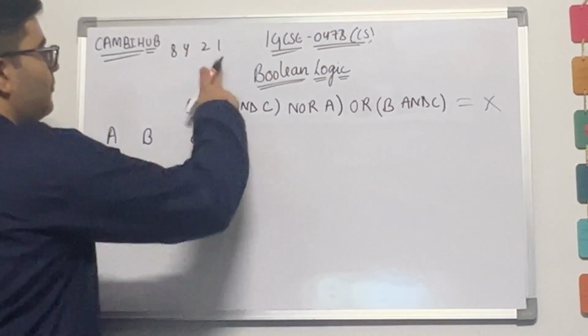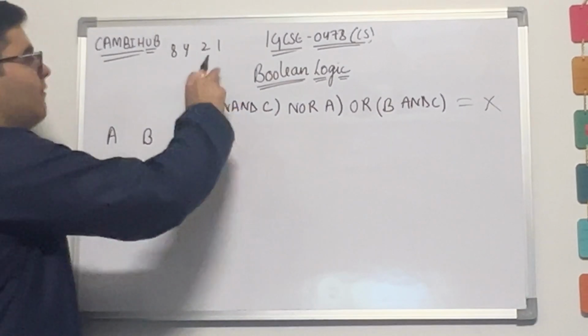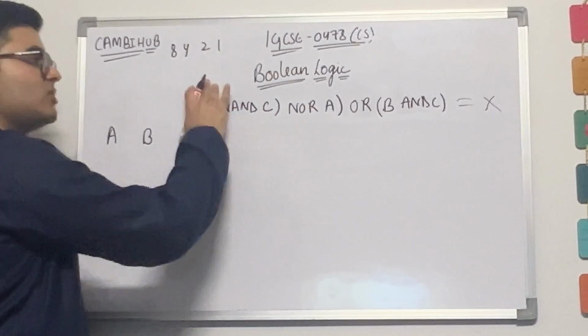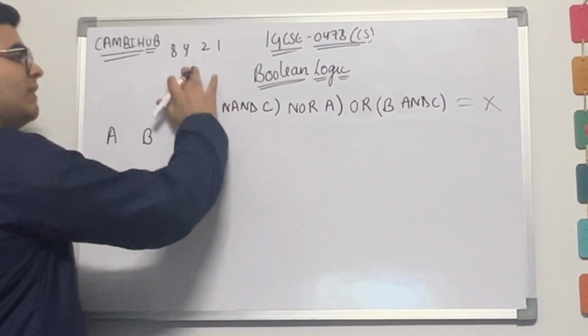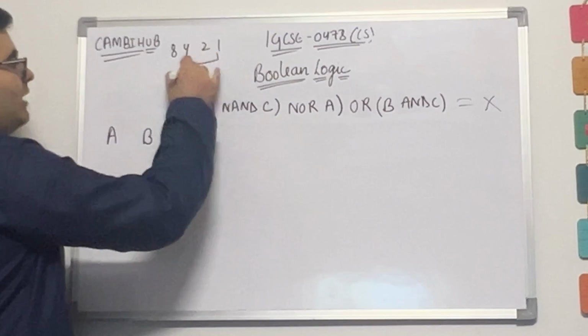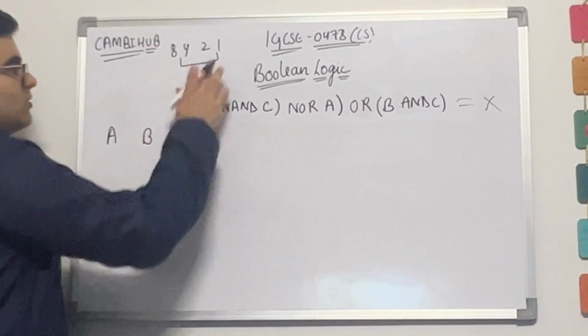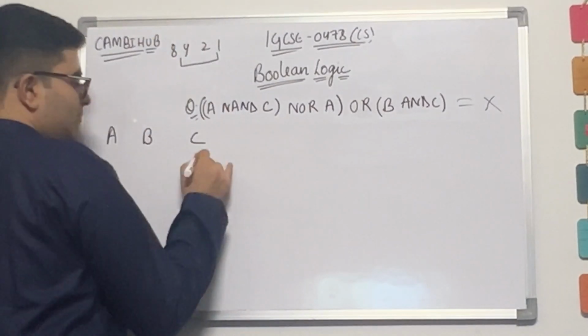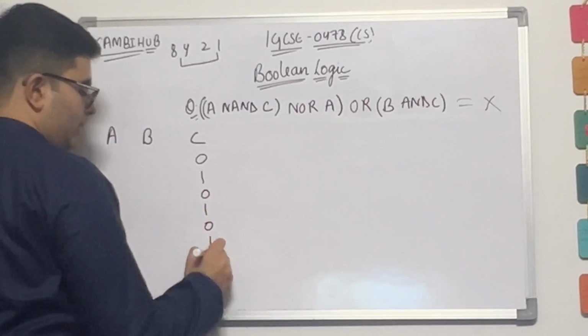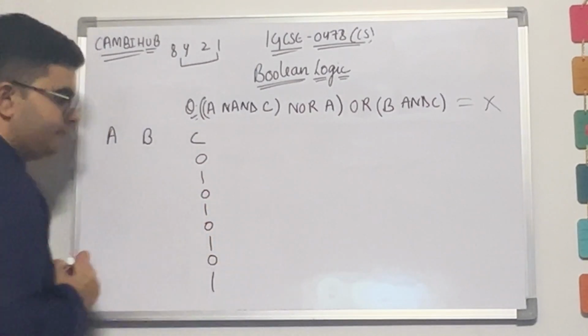When you have 1 input, it will move in this order. When you have 2 inputs, it will move in this order. When you have 3 inputs, it will move in this order. And when you have 4 inputs, it will move in this order. How many inputs do we have? We have 3 inputs, so we'll move till here. So 1, which means you'll start with 0, 1, 0, 1, 0, 1, 0, 1.